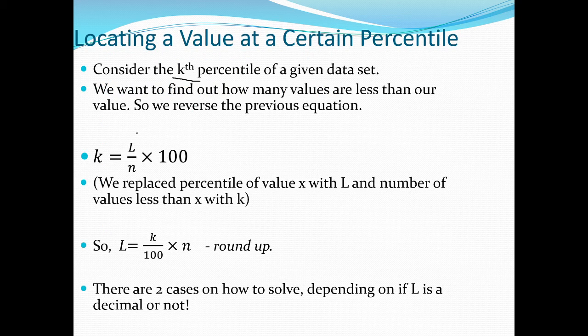So all you do is you basically solve this for L, which again is the number of values less than your target number. So you divide both sides by 100 and then you multiply by n and you get this. So this is basically how you locate the number you want. This is the position, not the number, but the position of the number in your list that you want to find out here. So let's look at these cases. And again, depending on if L is a decimal or not, it switches up a little bit. But let's look at these cases here. Again, you always round up if it's a decimal.